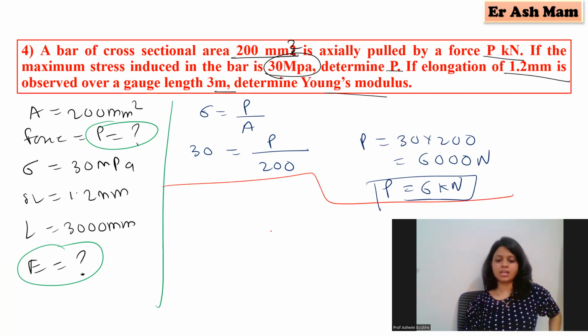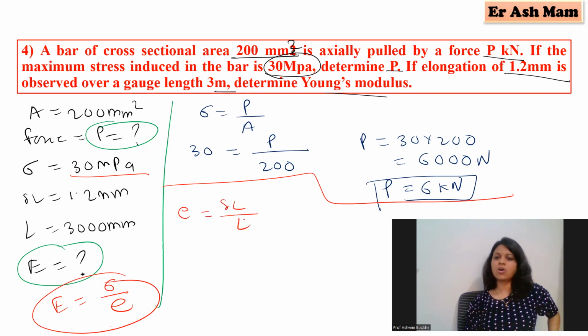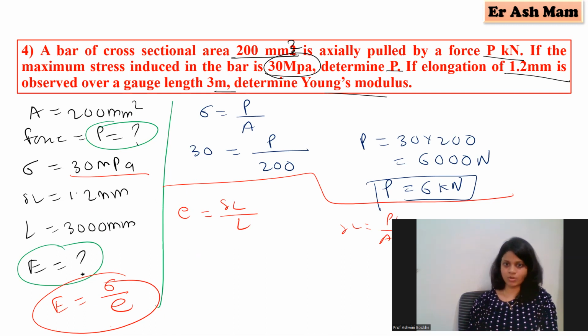Second one is E, Young's modulus. We know that Young's modulus E equal to stress upon strain. Stress is 30 MPa and strain is not given. So first we will calculate strain. Strain is nothing but delta L upon L. Or we can use one more formula, that is delta L equal to PL upon A. We can use any one formula out of these two formulas. Delta L is 1.2 mm and length is 3000. Therefore, strain equal to 0.4 into 10 raised to minus 3.